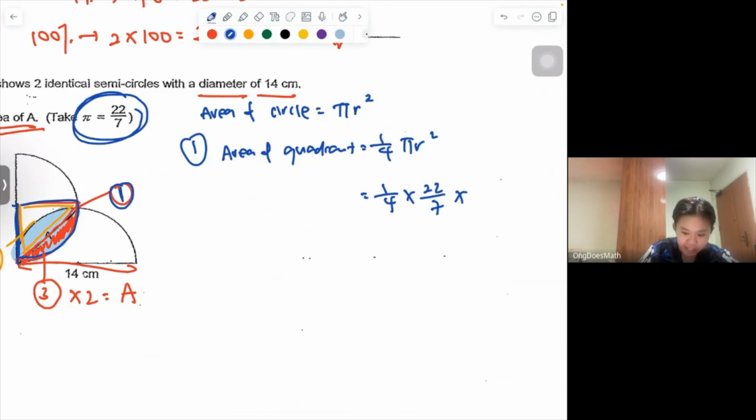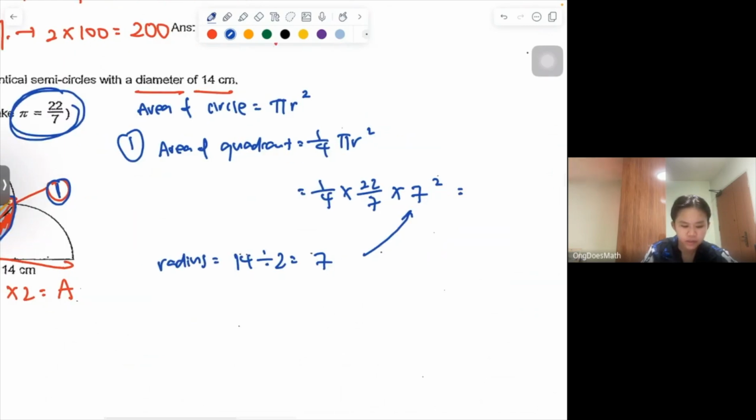And radius is half of the diameter. So we can find the radius here. Radius is just 14 divided by 2, the diameter divided by 2, so you get 7. We'll go back here to pi r square. Punch in your calculator 1/4 times 22/7 times 7 square. It should give you 38.5.